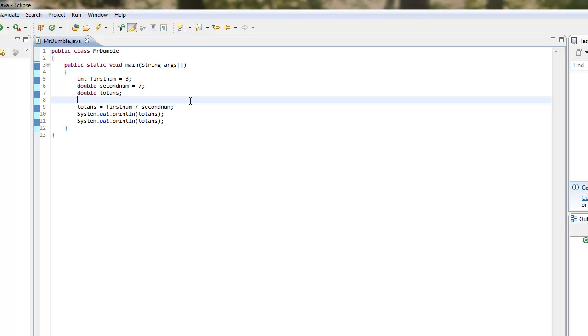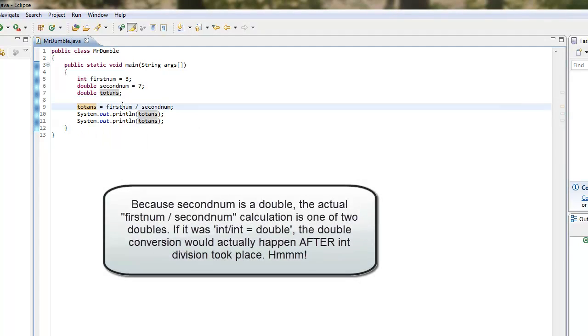You can divide now and get a precise or closer to precise answer because you turn this one into a double. And even though first num is still an int, Java will automatically do a widening conversion. And that means it will take this int and automatically up the quality to a double. So it says, okay, well, integer divided by double equals a double. Well, why don't we just turn that int into a double? Let's widen it.